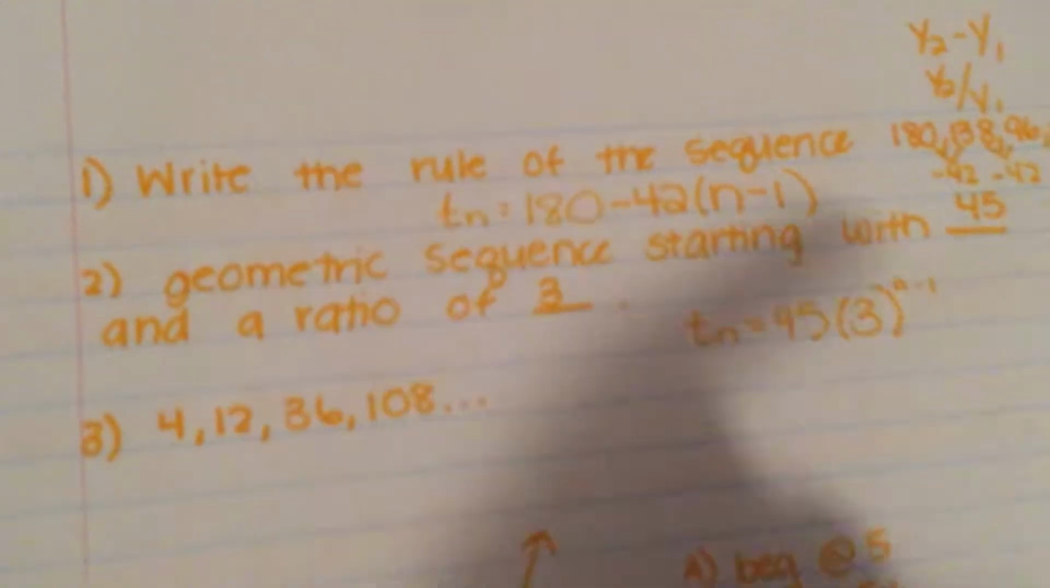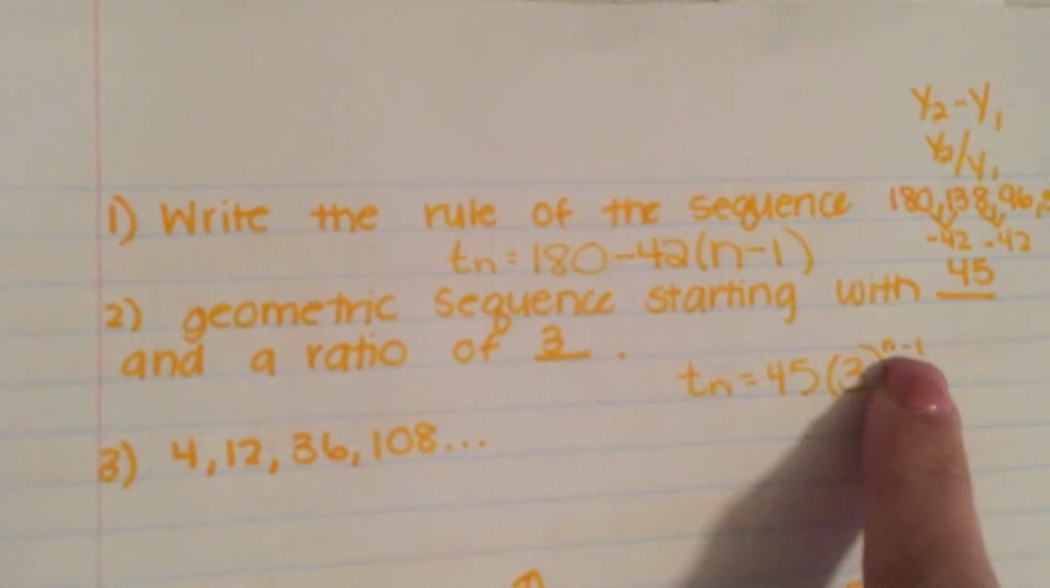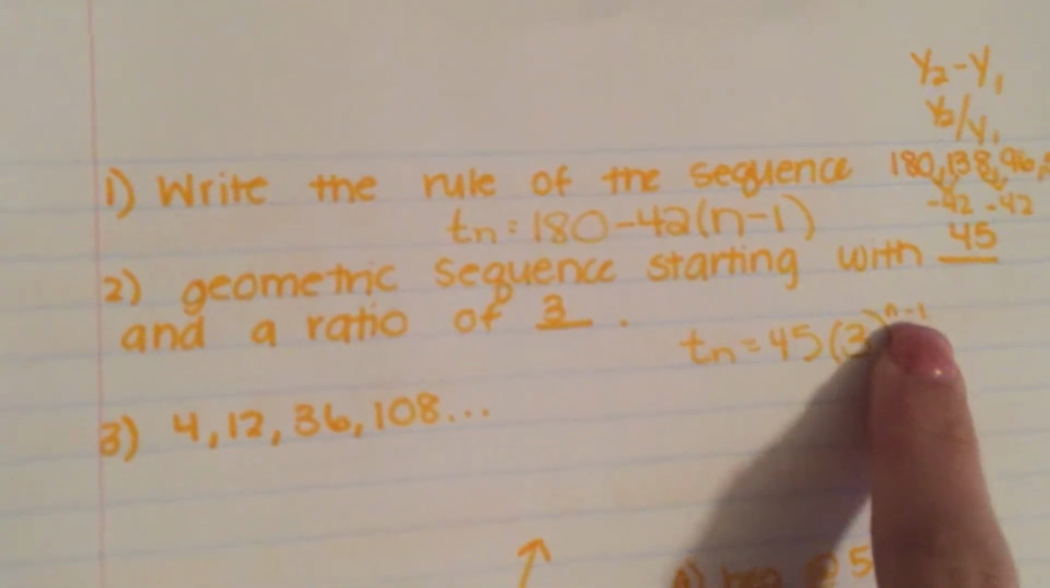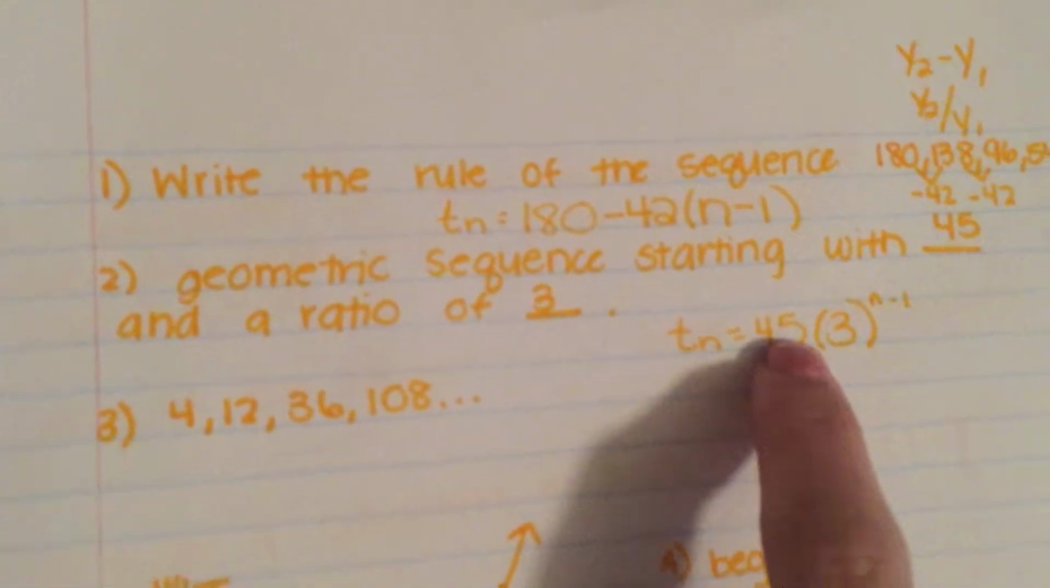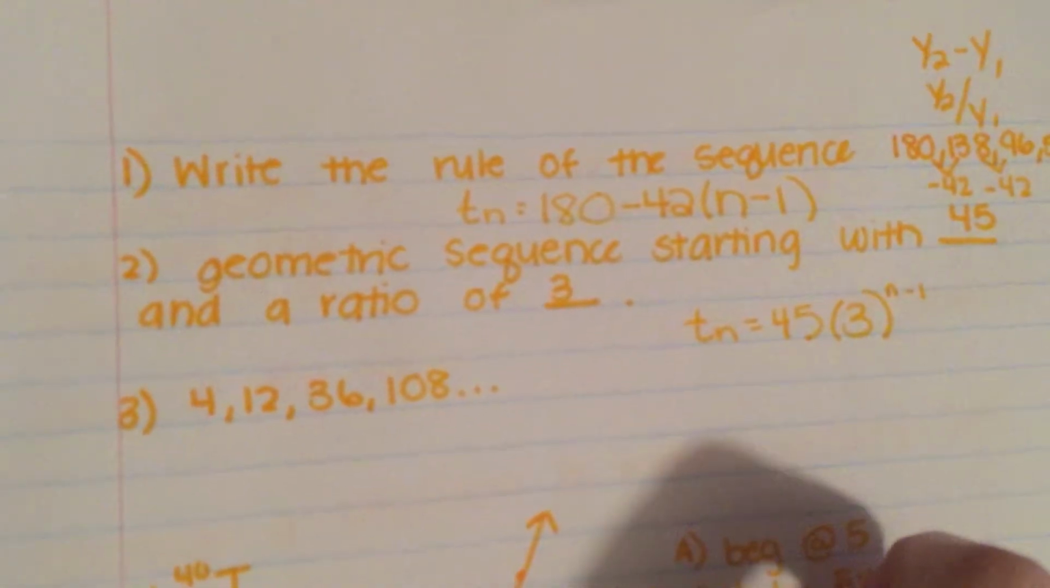Okay, so you've got to ask yourself, why am I using n minus 1 rather than x? If it is a sequence, you're going to be using that n minus 1 because this is the first term, not the 0 term like we get with functions. So that's why you have to use that n minus 1.